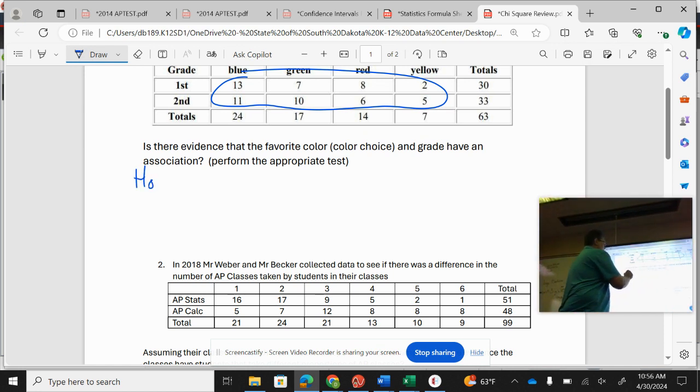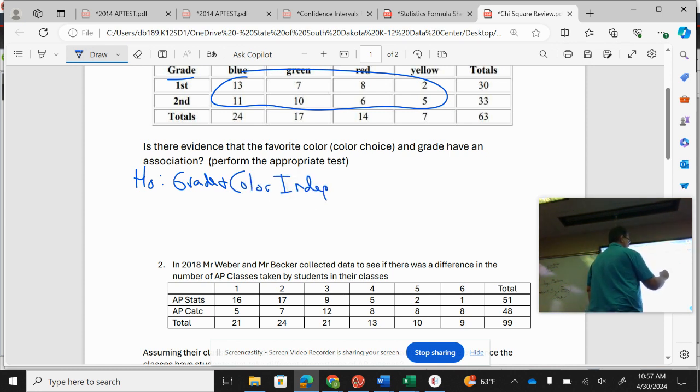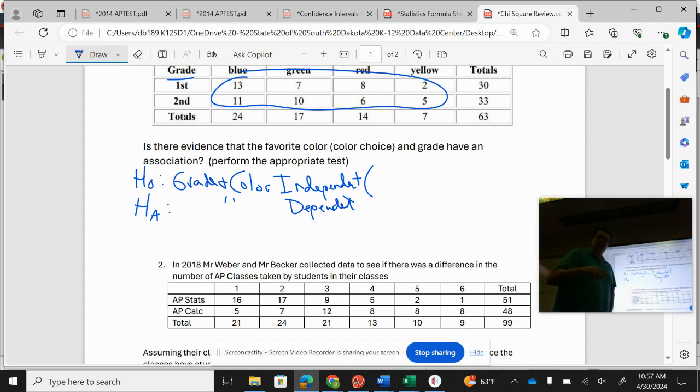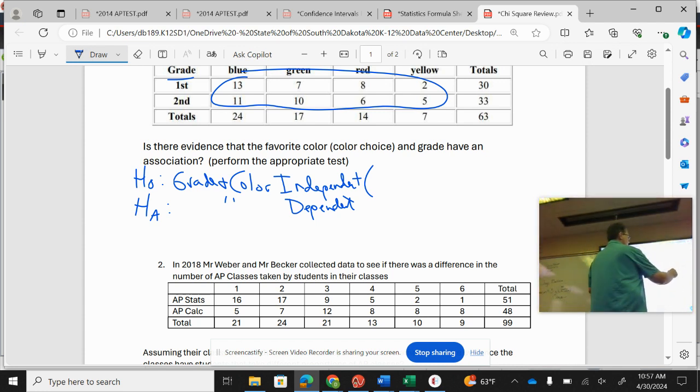Okay, so our null hypothesis would be that grade level and color choice are independent. The alternative then, of course, is that grade and color are dependent. Now, I don't want to be confusing, but this is also called the chi-square test of association. Independence is the same as no association, however, and dependent is the same as having an association.